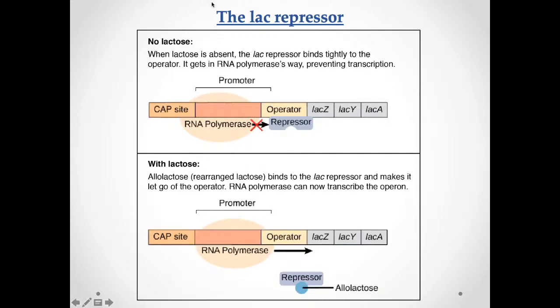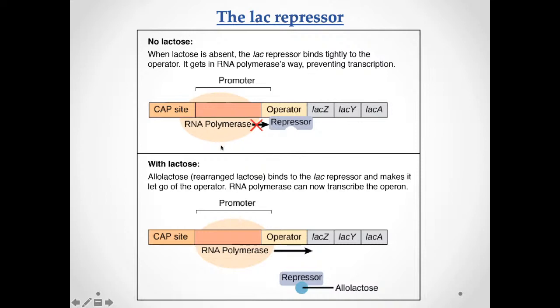So here what we can see in the first case, when there is no lactose, that is, lactose is absent, the lac repressor binds tightly to the operator. The repressor will come, it will attach to the operator, and it gets in the RNA polymerase's way, preventing transcription. So it doesn't let the transcription happen.